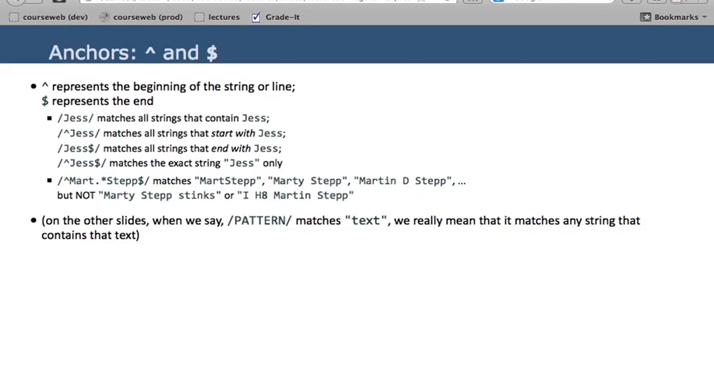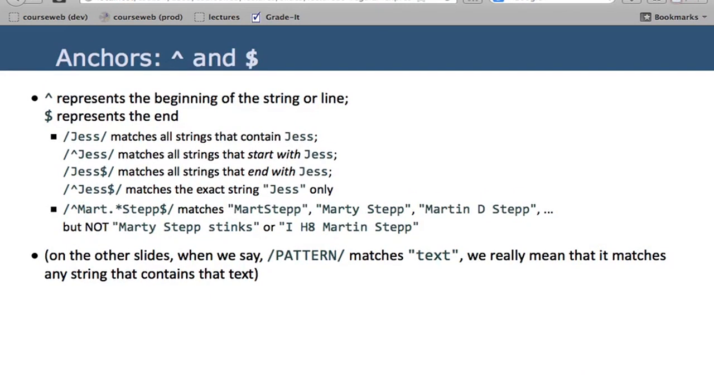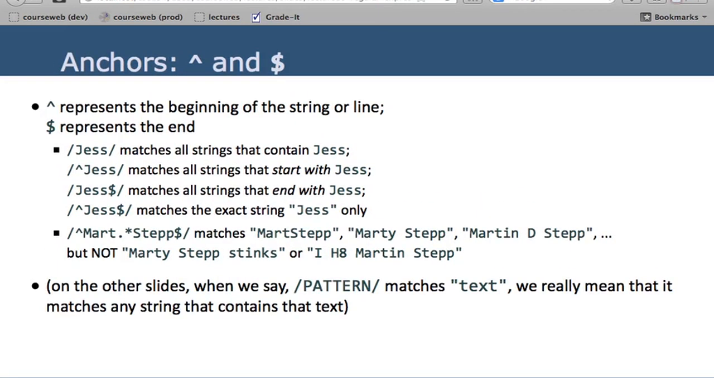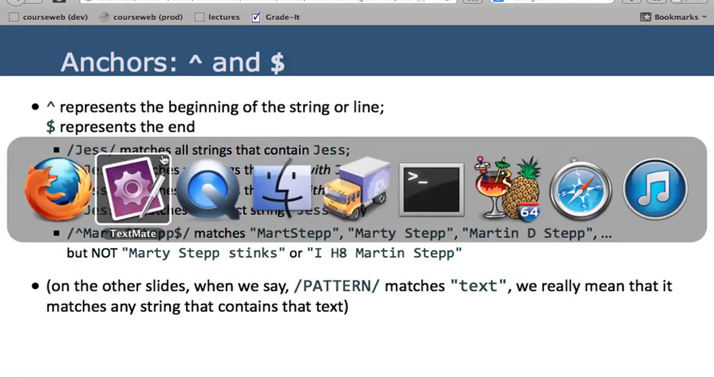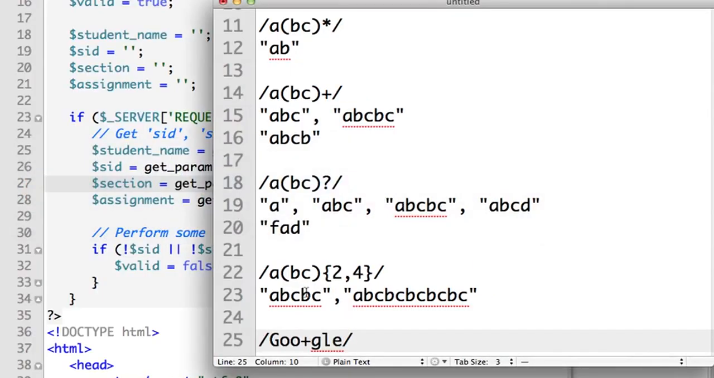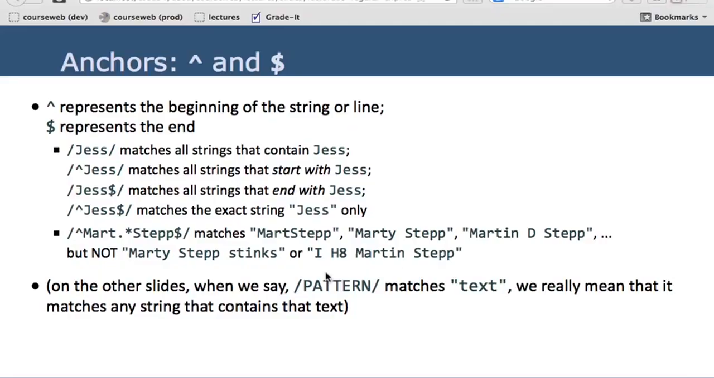Okay, so this is the approach for restricting the scope of a match and ensuring that a string matches entirely. I keep pointing out the fact that, for example, this 2 comma 4 will still match 5 repetitions of BC, BC, right? So how do we make it match precisely that range of BCs?